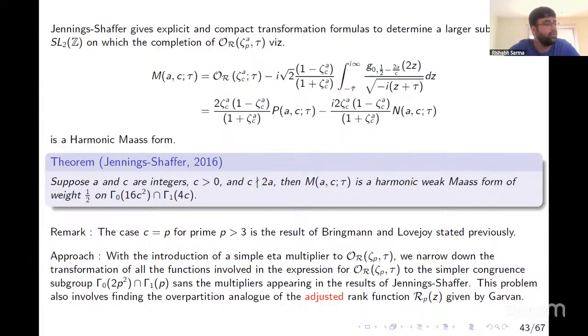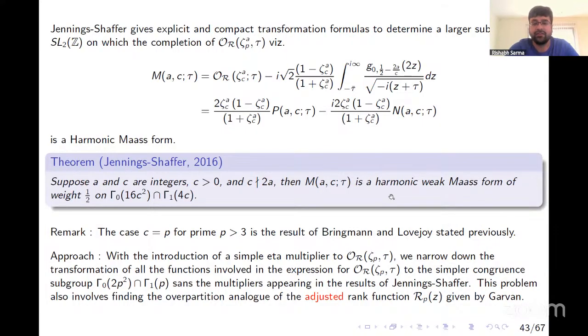What we do is that with the introduction of a simple multiplier, we narrow down the transformation of all the functions involved in the expression for the overpartition rank function in the work of Jennings-Schaefer. These are the functions that are involved in the generating function for the overpartition rank, to a simpler and larger congruence subgroup Gamma_0(2p^2) intersection Gamma_1(p), since the multipliers appearing in the results of Jennings-Schaefer, which I don't explain here. This problem also involves finding the overpartition analog of the adjusted rank function R_p(z) given by Garvan.